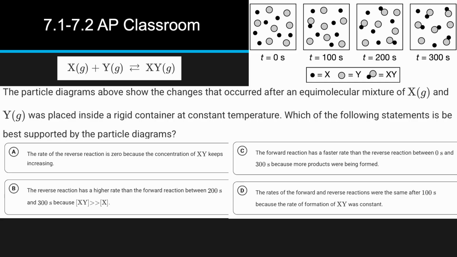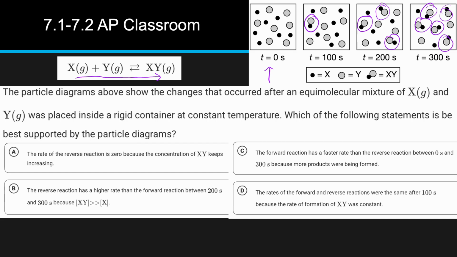So if we first start with our particle diagram at 0 seconds, you can see we have no product in the diagram. Now when we add 100 seconds, you can see we form 1 product molecule. Another 100 seconds, we now have 3 product molecules. And another 100 seconds, we have 5 product molecules. So from time 0 to 300, we are increasing our number of products, which is going to be the forward reaction. So the forward reaction is going to be a faster rate than the reverse reaction.